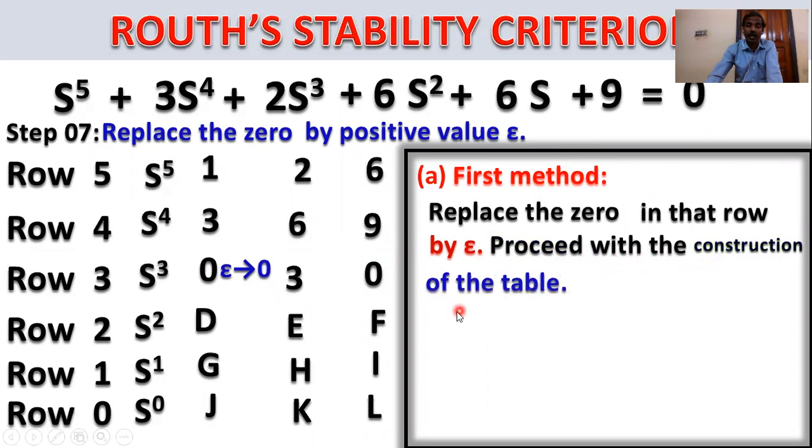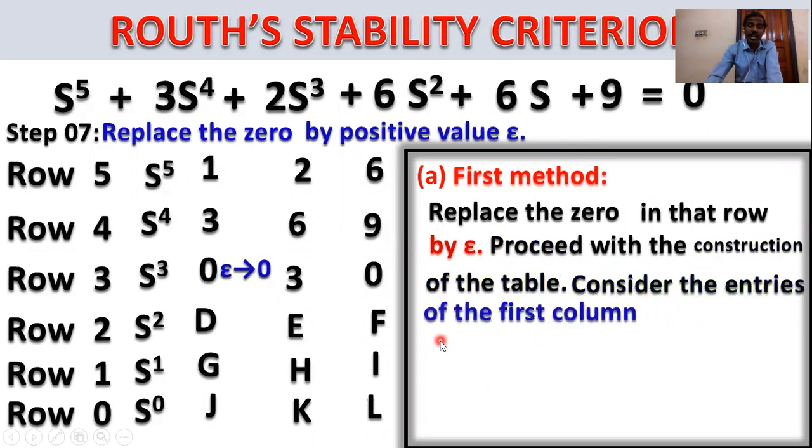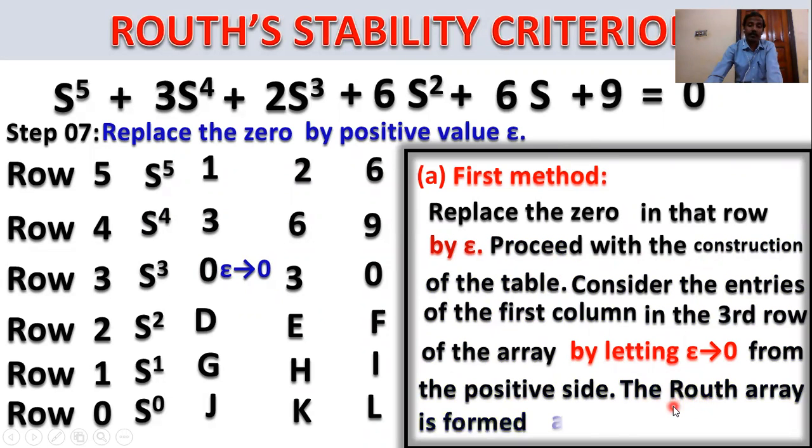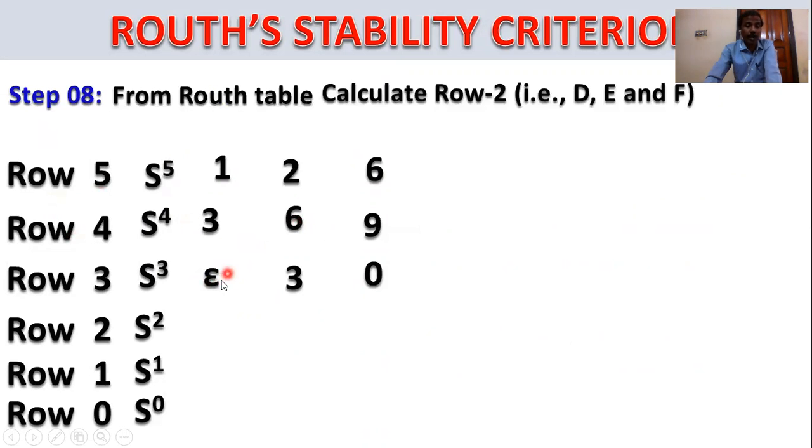Proceed with the construction of the table. Consider the entries of the first column in the third row of the array by letting epsilon tend to 0 from the positive side. The Routh array is found as follows. Put here epsilon, this is A, this is B equals 3, and this is C equals 0. Then calculate the next values D, E, F, G, H and others.